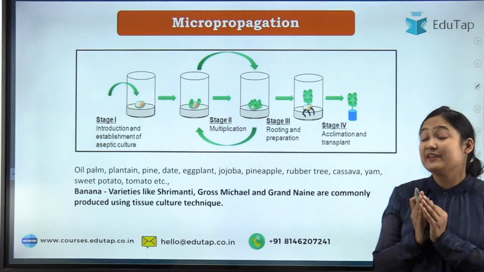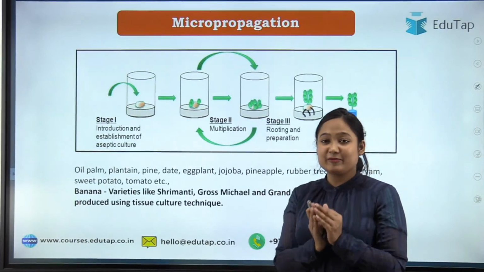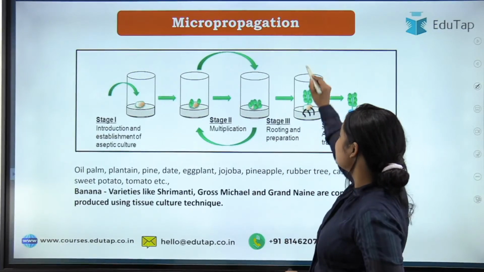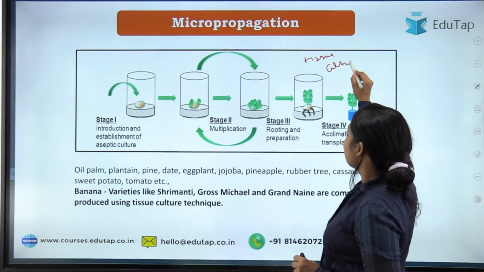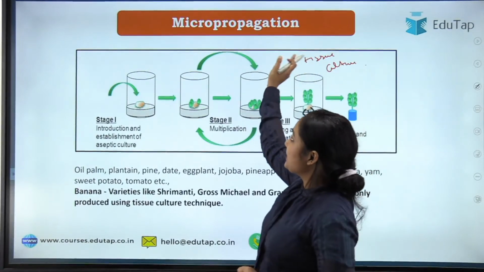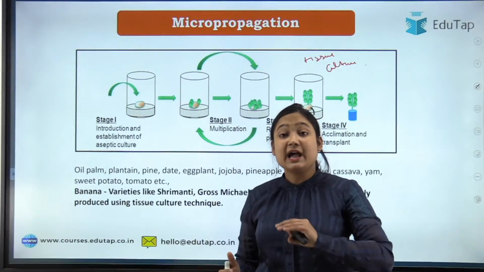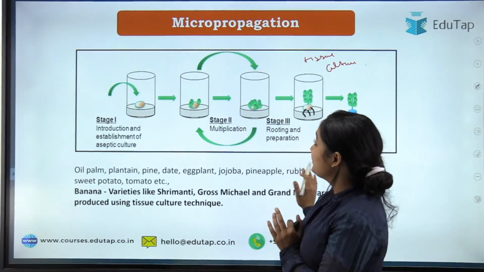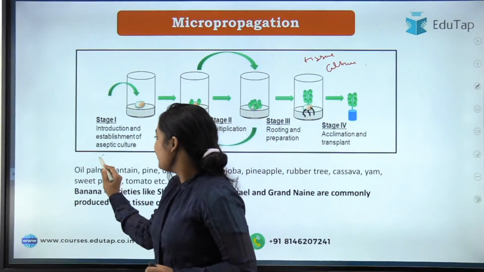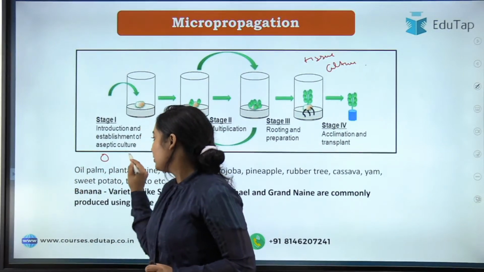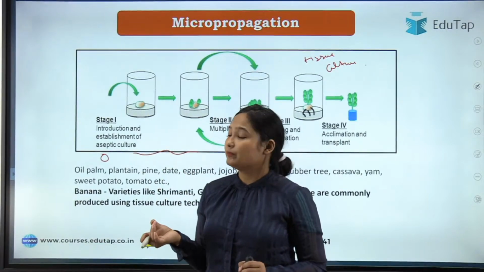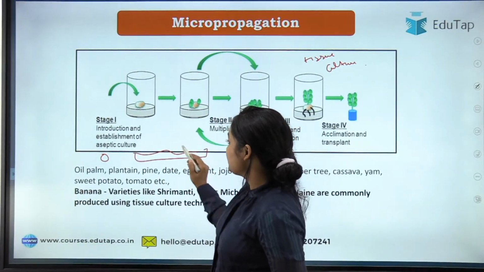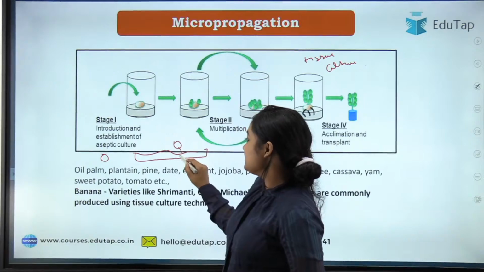Micropropagation. Again, this is something if you understand it one time, you won't forget it. So I think you know tissue culture. For those of you who know tissue culture, micropropagation is tissue culture with plants. And if anybody doesn't know what happens in micropropagation, first of all we take a medium, a nutrient medium, and from the plant we take a tissue. So this is our medium. We introduce a tissue here in the culture.